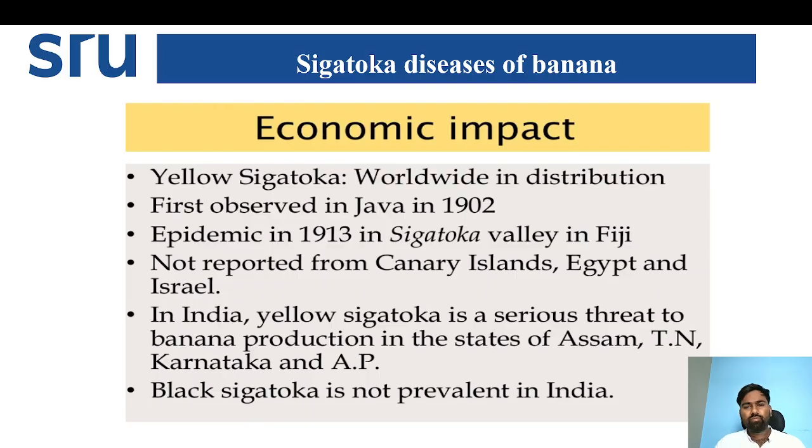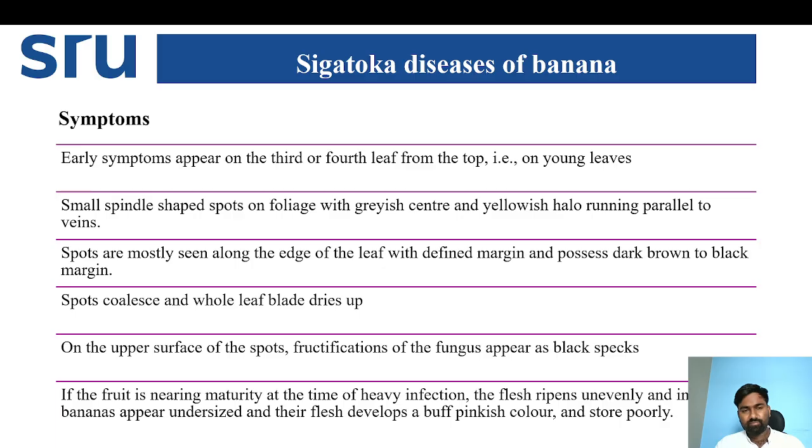Let's start with the economic impact of Sigatoka disease in banana. Yellow Sigatoka is worldwide in distribution. It was first observed in Java in 1902, and it became epidemic in 1913 in Sigatoka Valley in Fiji Island. It is not reported from Canary Island, Egypt and Israel. In India, yellow Sigatoka is a serious threat to banana cultivation in Assam, Tamil Nadu, Karnataka, Andhra Pradesh, almost all the southern states of India. Black Sigatoka is not prevalent in India.